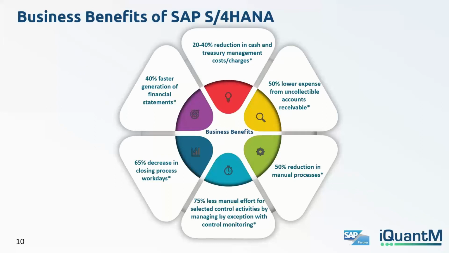So what are the benefits? SAP has stated that there are some benefits to implementing S4HANA based on what their clients have fed back to them, as some of the benefits that we're showing on the screen. One of the key ones we want to point out today is the faster posting of financial documents. Because of that speed, it significantly decreases the number of days it takes to close at month end. SAP records about a 65% decrease in the closing process. There's also a 50% reduction in manual processes and 75% less manual effort for selected controlled activities. Next slide, please.